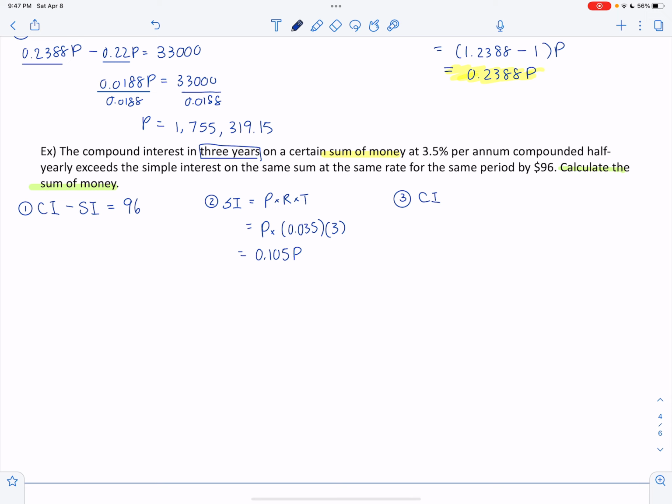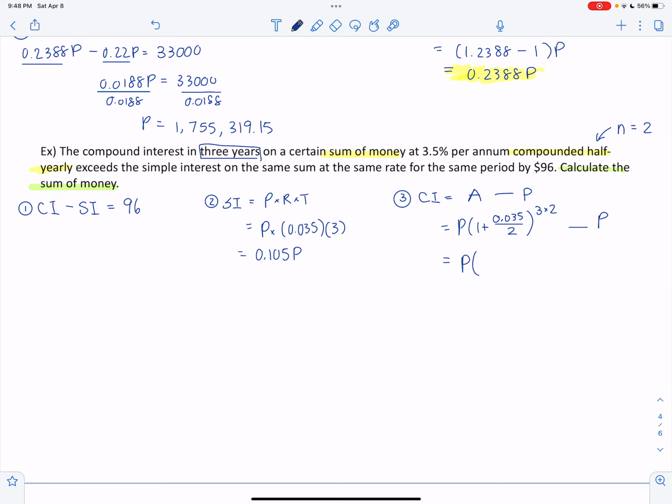Okay, number 3, compound interest. Again, you start with the accumulated minus the principal. The accumulated amount this time is a little bit tricky because now it's telling us it's compounded half yearly. So this tells me N is equal to 2. My compound period is 2. So principal, I don't know, times 1 plus my R, 0.035 divided by 2, to the power of T, 3 years times N, 2, minus the principal.